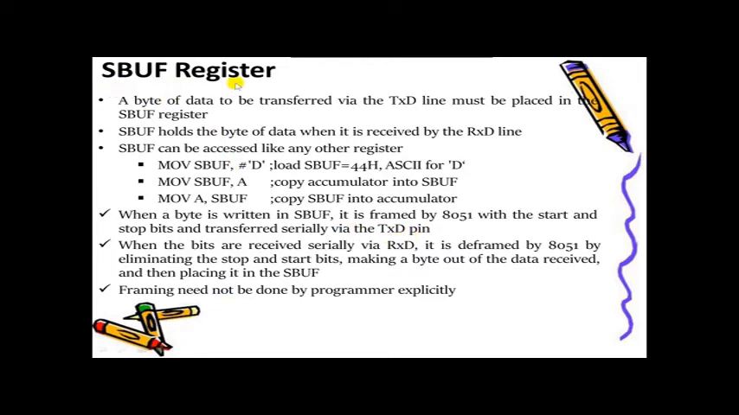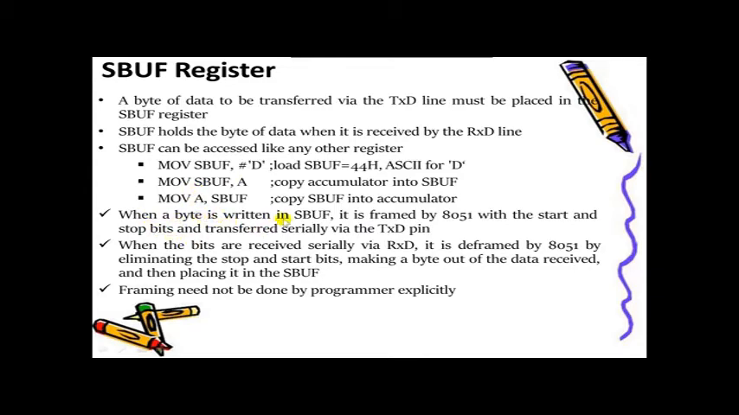Now the SBUF register. A byte of data to be transferred via the transmit line must be placed in the SBUF register. SBUF is one of the registers in 8051 used for serial communication. It will hold a byte of data when it is received by the receive line. A byte of data means 8 bits. It can be accessed like any other register. MOV SBUF, #'D' will load 44H, that means the ASCII value of D, into SBUF. MOV SBUF, A means the content of the accumulator will be copied into SBUF. MOV A, SBUF copies the content of SBUF into the accumulator. These are some examples of how we can use it.